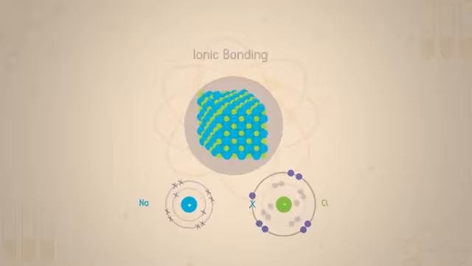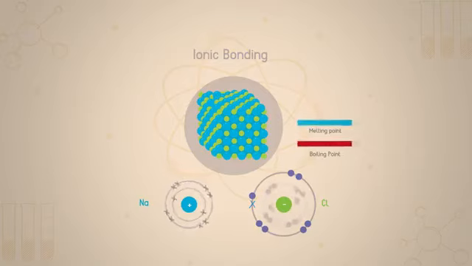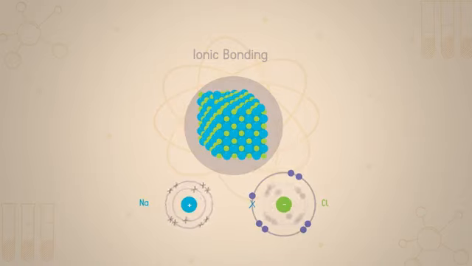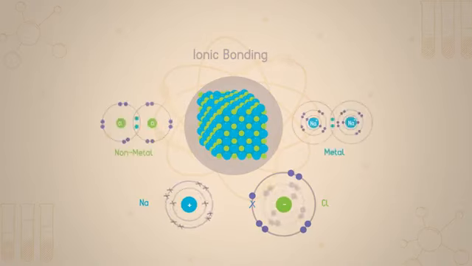Because the ions have strongly fixed positions, ionic crystals are brittle, with high melting and boiling points. When dissolved in water or melted, the ions can move and the solution or melt conducts electricity. These ionic properties are completely different from the contrasting properties of the metal and the non-metal that we started with.